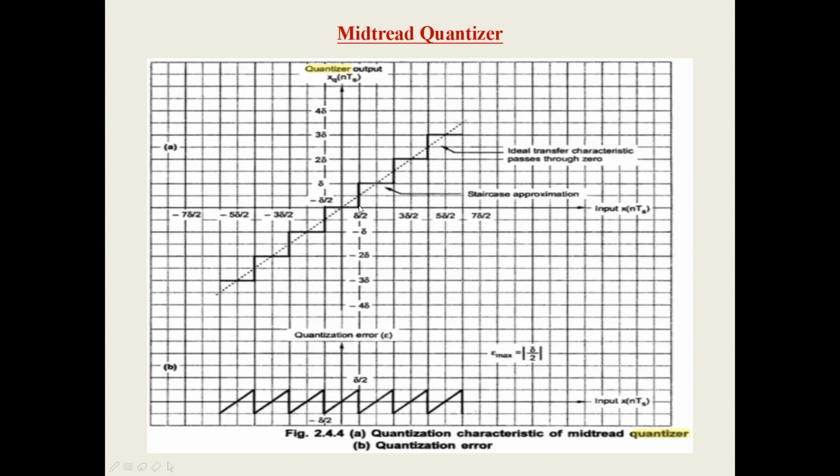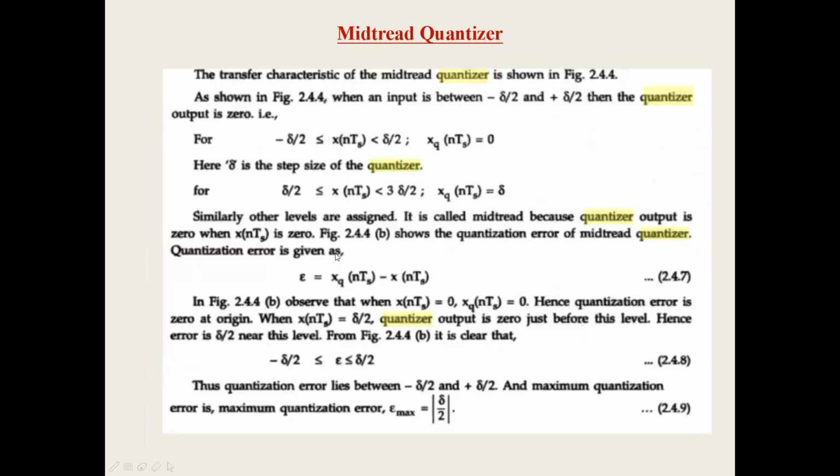At 0 its value is 0, up to delta by 2 its value is 0, up to minus delta by 2 its value is 0, at just delta by 2 its value is delta, at just minus delta by 2 its value is minus delta. So here you can understand clearly. When the input is in between minus delta by 2 and plus delta by 2, then the quantizer output is 0. For minus delta by 2 less than x of nTs less than delta by 2, xq of nTs value is 0. Here delta is a step size.